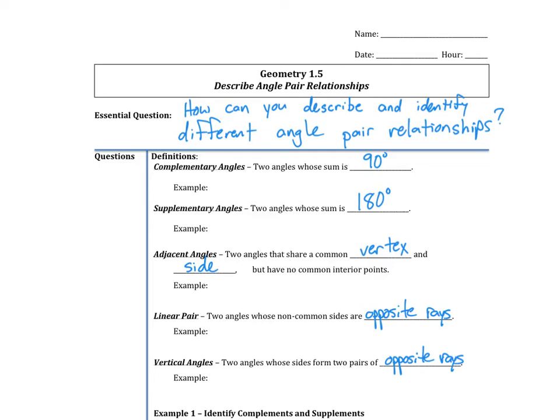All right, moving on to section 1.5 on describing angle pair relationships. So section 1.5, how can you describe and identify different angle pair relationships? We're going to start out with complementary angles.